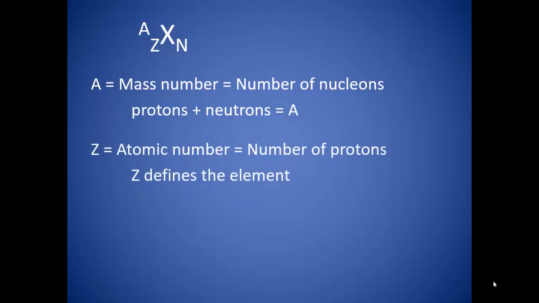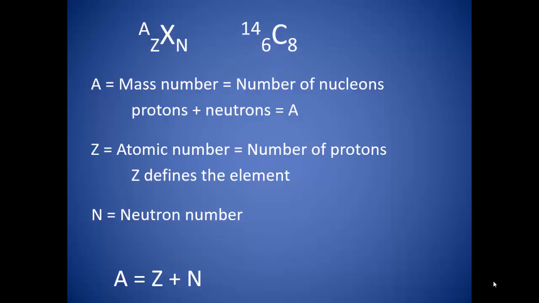Z is the atomic number of the element. This is the number of protons in the nucleus, and is actually what defines the element. For example, if an element has an atomic number of 6, we know that it is carbon. If it has an atomic number of 8, it's oxygen. And finally, N is the number of neutrons in the nucleus. Looking at these, we can write a pretty simple equation that shows the mass number is equal to the atomic number plus the neutron number.